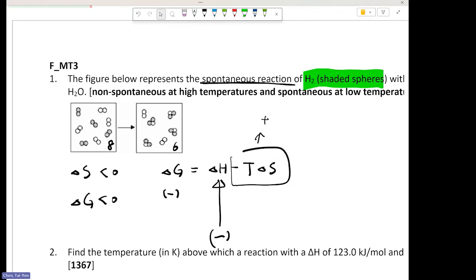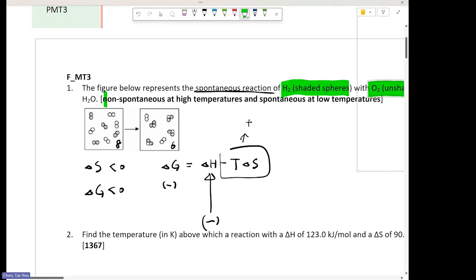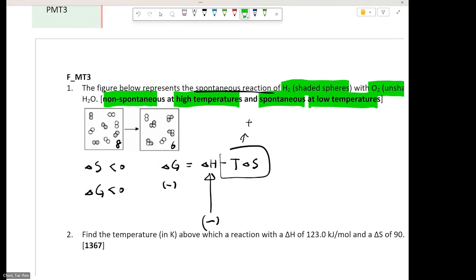How do you make it non-spontaneous? You have a very, very big T. Because when T is very big, the second term dominates. In that case, the delta G will become positive, and then it becomes non-spontaneous. That is what it is trying to test you on: it is non-spontaneous at high temperature, but spontaneous at low temperature.